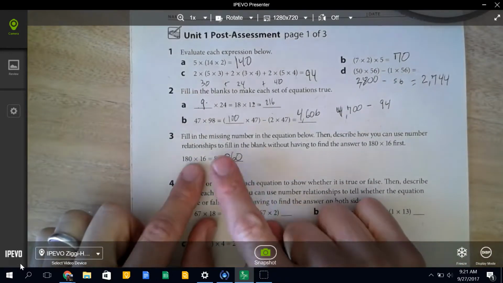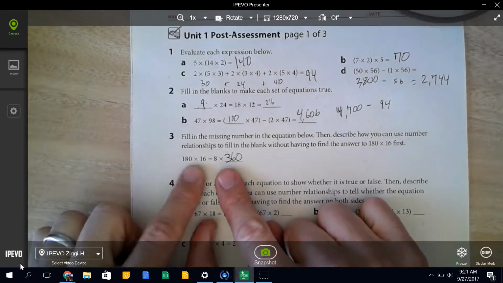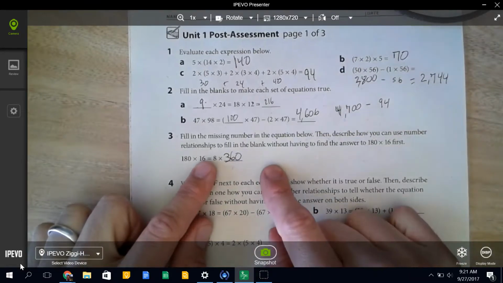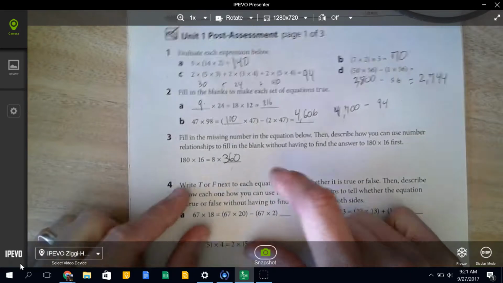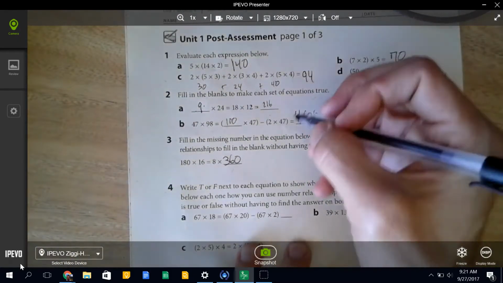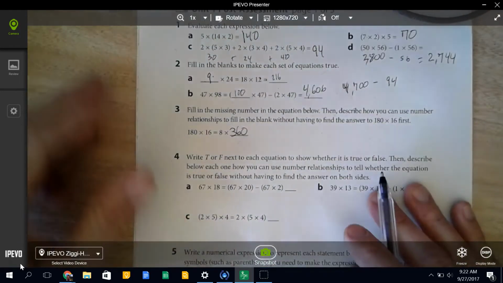And some of you are struggling with this concept of equal expressions. This is just saying that 180 times 16 is the exact same thing as 8 times 360, which is the exact same thing as 4 times 720. It's about having that number sense and understanding that those two things are equal. And so describing over here something about that doubling and halving.